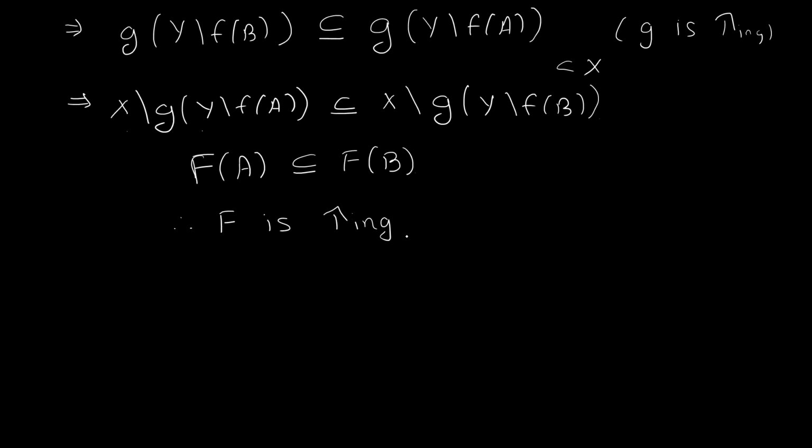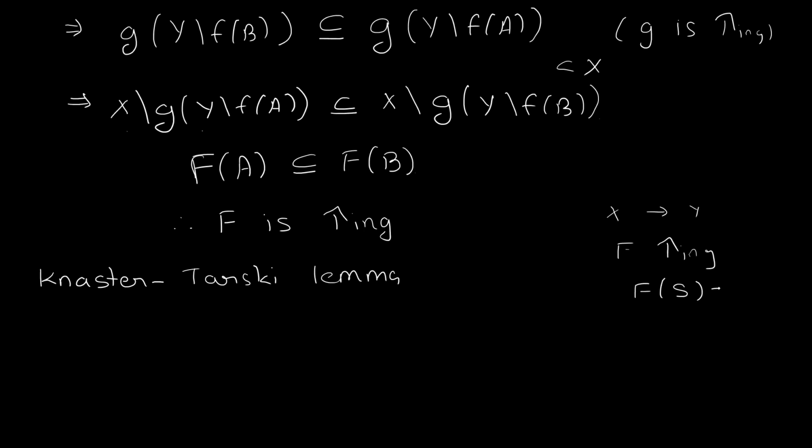Okay. Now if F is increasing, I can use the Knaster-Tarski lemma. What does that lemma say? That if from some set X to Y you find a function f such that f is increasing, then it has a fixed point, let's say f of s is equal to s. So in this case I'll take some fixed point B, f of B is equal to B.